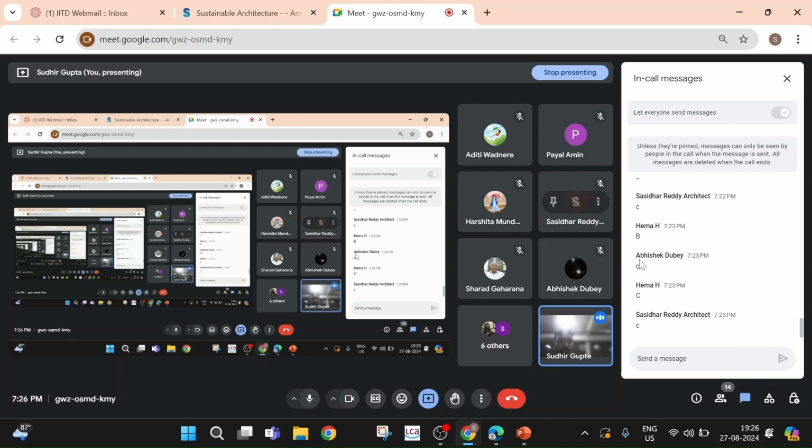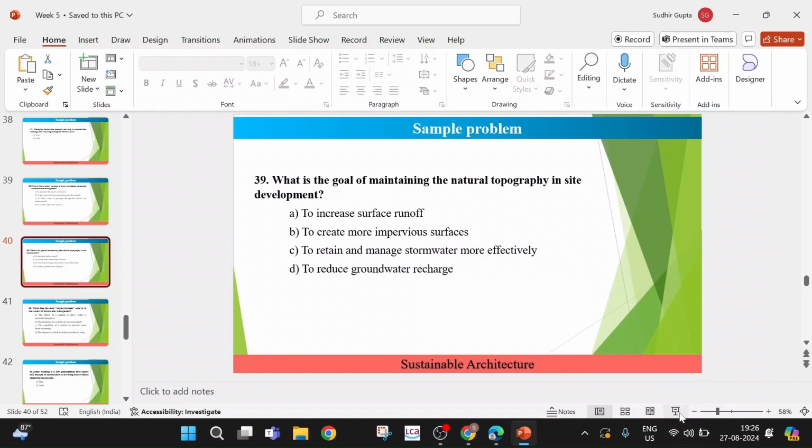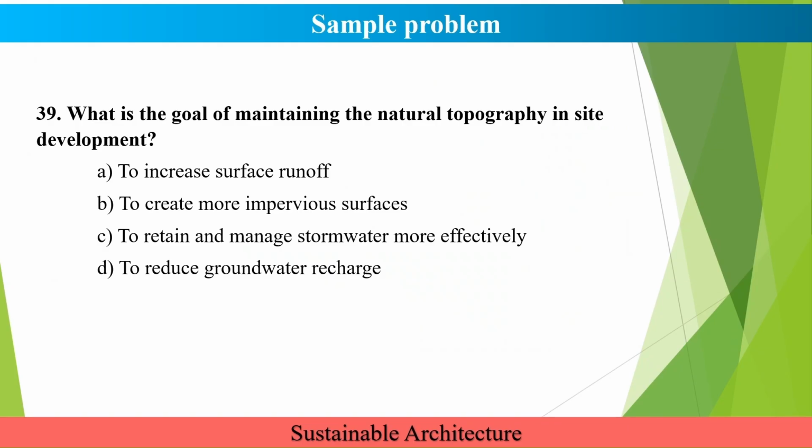C, C, C. Am I saying B? So apart from HEMA, I think HEMA again is C. So now I think all of you have given answer C only. So it is clear to all of you that maintaining natural topography will be helping in retaining the stormwater in low-lying areas and enhancing infiltration and reducing the runoff. So can we move to the next question? Question number 40.